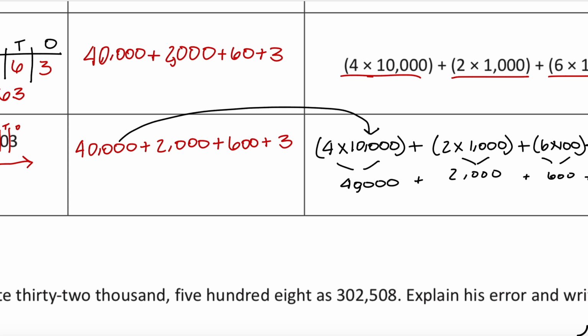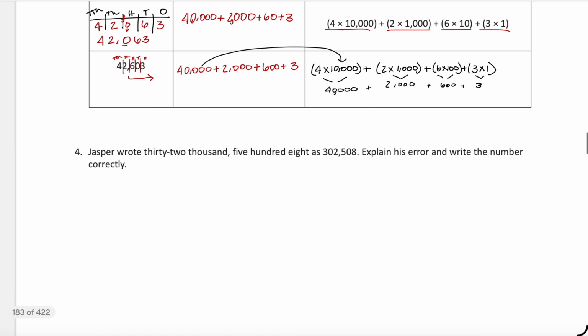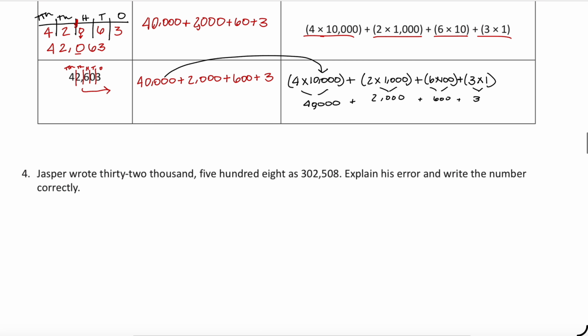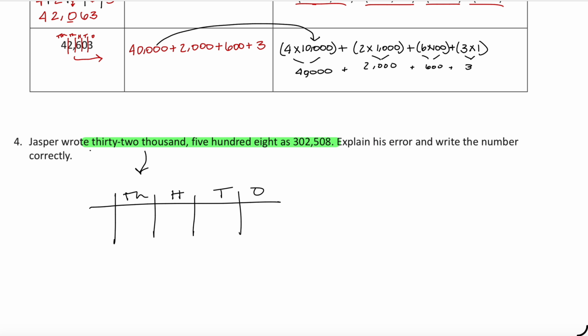Does that make sense? All right, so you want to make sure that you continue to use these numbers correctly, especially in the correct form. Let's take a look at number 4. Jasper wrote 32,508 as 302,508. Explain his error and write the number correctly. So let's write his number that he wrote. Let's use a place value chart to make sure that we get this correct. Okay, ones, tens, hundreds, thousands, 10,000s.